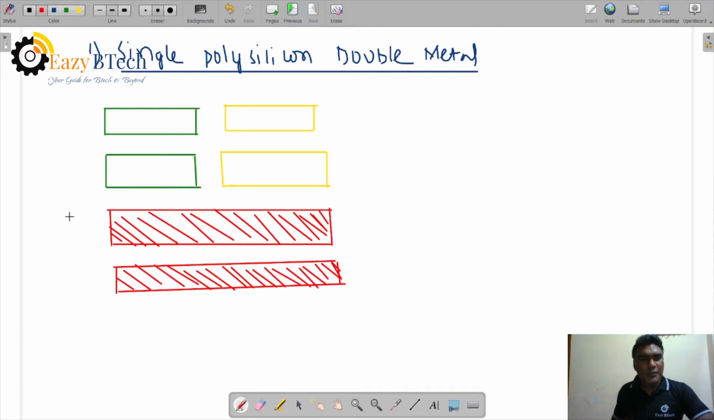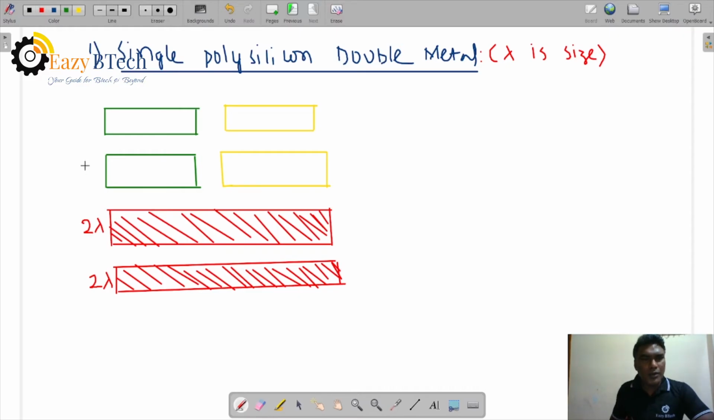So what is the dimension of this one? It is 2 lambda. This is also 2 lambda. So this is the feature size representation. Lambda is the feature size, meaning length and width. So 2 lambda into 2 lambda means the length is equal to 2 lambda, and the width is equal to 2 lambda, right?